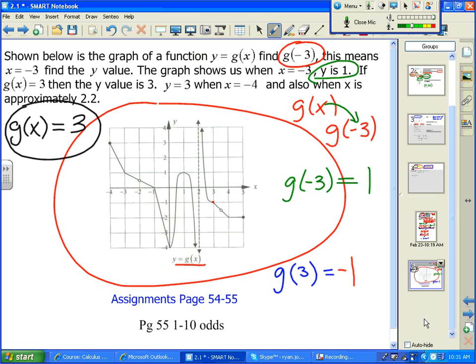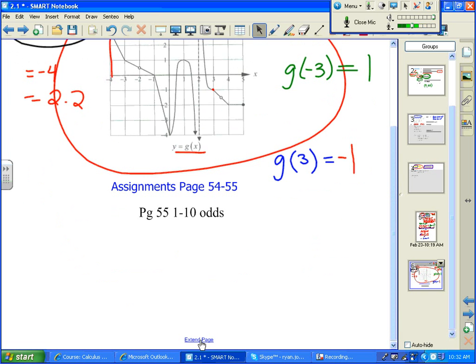So now you start on your y-axis and go to where 3 is. And you might have more than 1. When I go to 3, I've got a point there, and I've also got a point just to the right of that asymptote line. Now, what is the x value from our first dot? So -4. And over here, it's about 2.2. So you'd have 2 answers there. You could have more. Don't always think there's only going to be one answer.